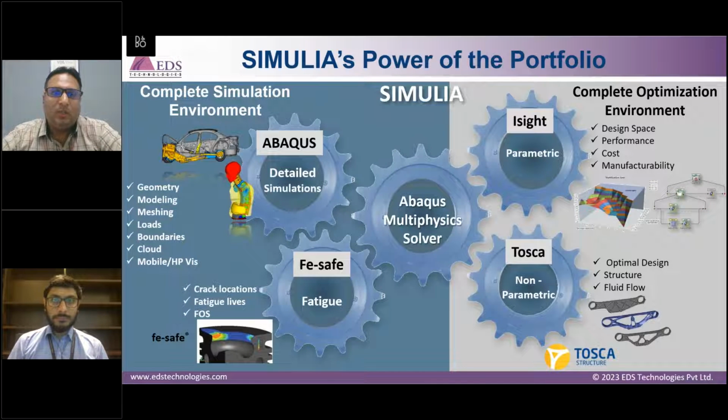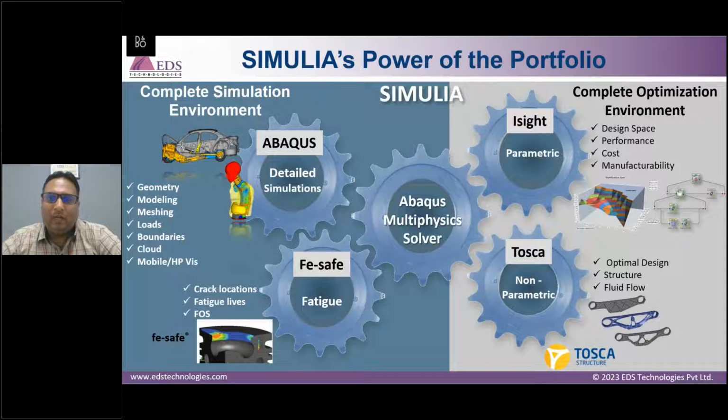So moving forward to SIMULIA's power of the portfolio, as a SIMULIA package we not only offer Abaqus. Generally the thinking is that Abaqus is an FEA software and it does all the work. But in the SIMULIA portfolio we have 4 things: Abaqus, iSight, fe-safe, and Tosca. Abaqus is an FEA software which usually models and does the FEA simulation. Then we have iSight, where we do the complete optimization based on the geometry as well as the manufacturability.